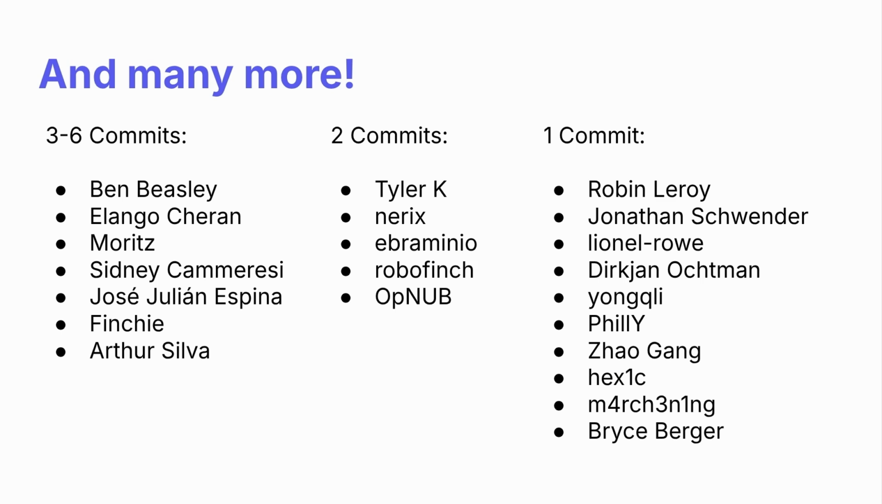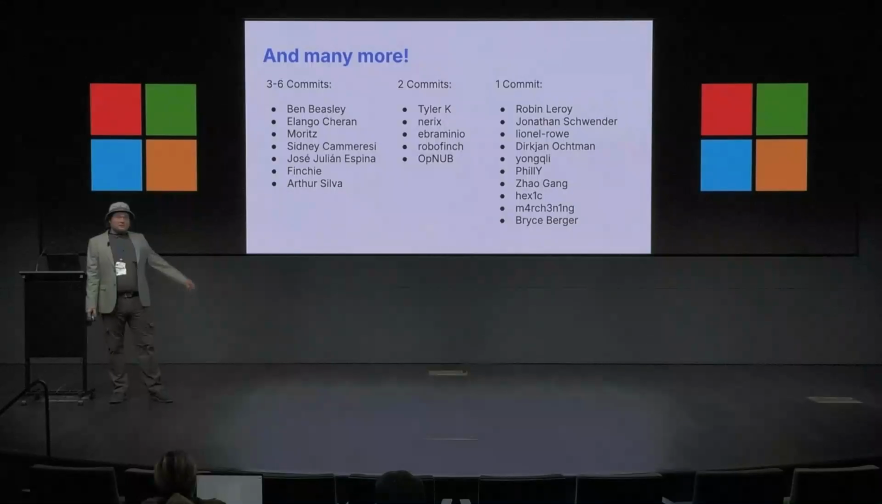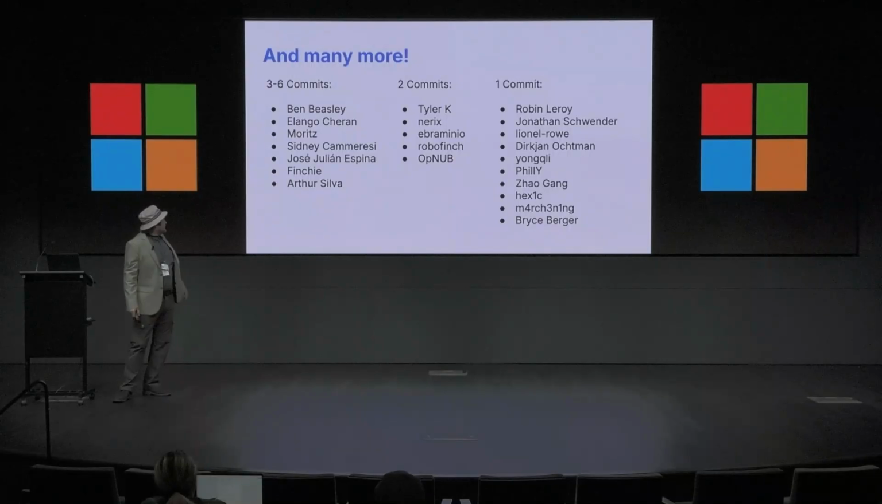So Elango, I don't know if he's in the room. He's done a lot of work with Unicode properties, for example. Moritz has done a lot of work with the Dart bindings. Sydney is the one who contributed the collation sort keys. Jose, we call him Julian, has contributed a lot of the work also in the temporal and time zone space.